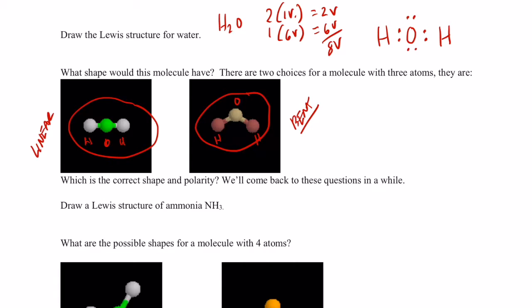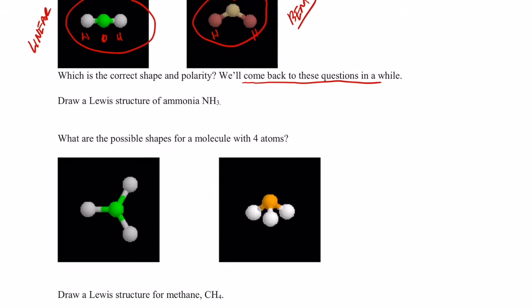Now, what is the correct shape and the correct polarity? Well, I'm going to leave you in suspense. We're going to come back to this question in just a bit. For right now, we're just going to practice drawing Lewis structures. Okay? Now take a moment and try to draw the Lewis structure for ammonia, NH3, and see what you come up with. Go ahead and pause the video and try it now.